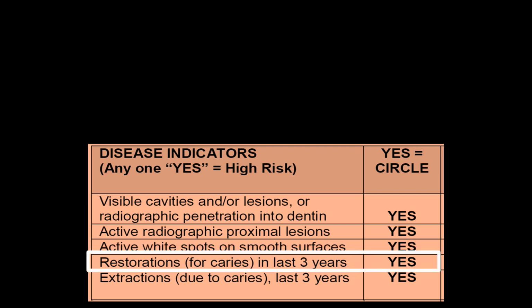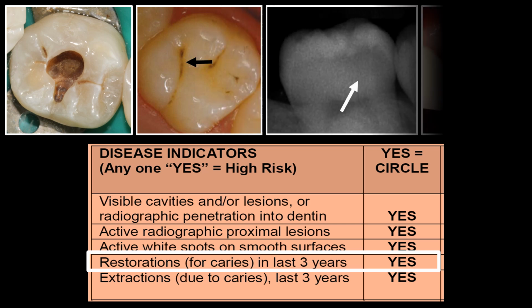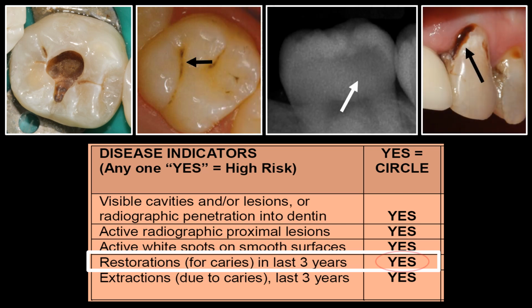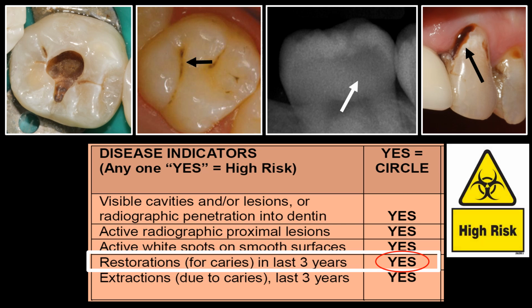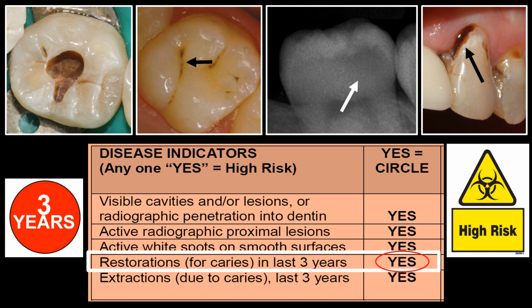The next box reads restoration for caries in the last 3 years. If your patient had any of these lesions restored in the past 3 years, you circle yes for this item, and your patient is at high risk. So a new lesion makes a patient at high risk for at least 3 years.